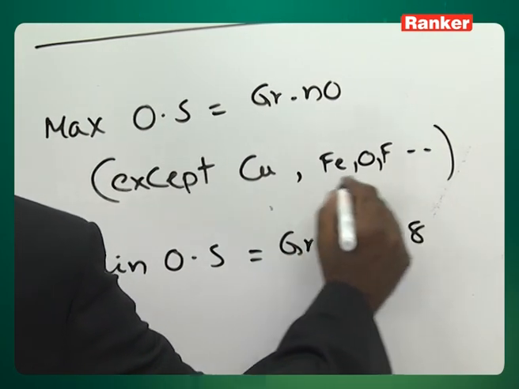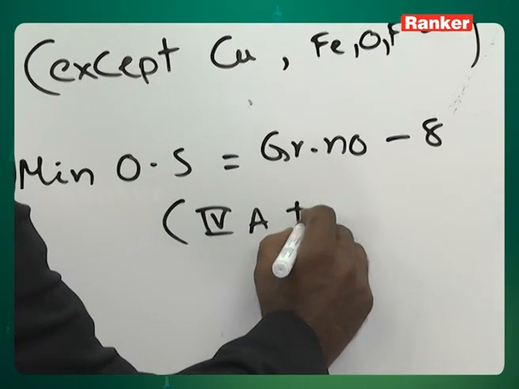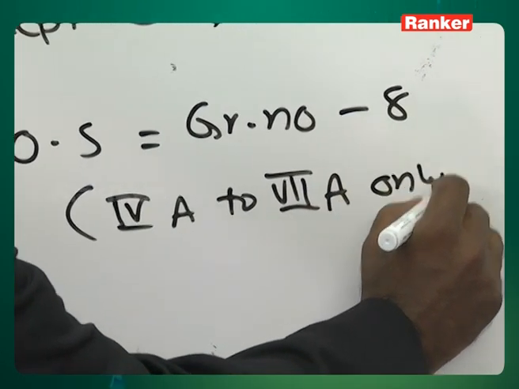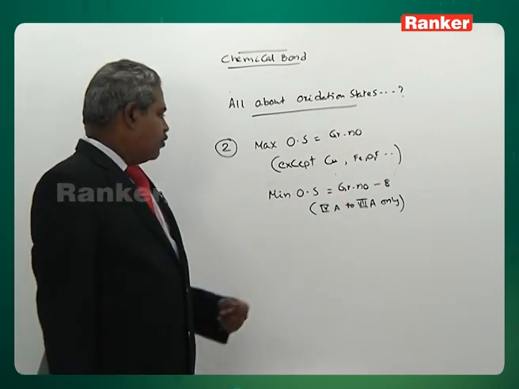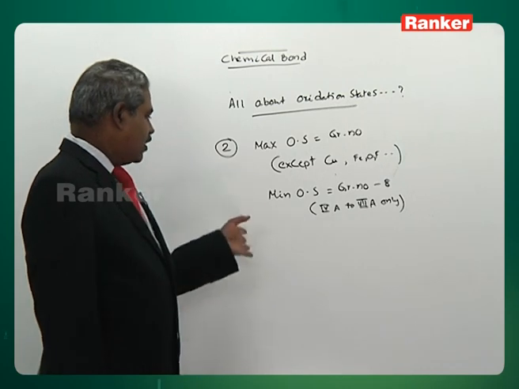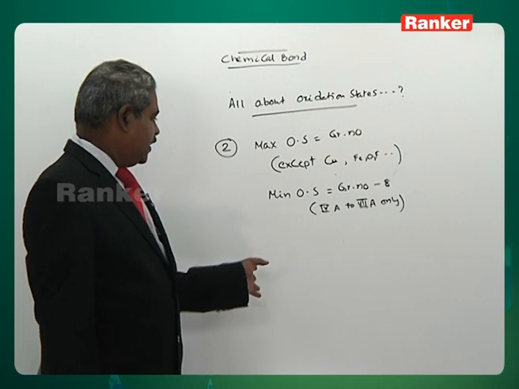Group number minus 8. This is for 4A to 7A groups only, that is from carbon to fluorine groups: 4th group, 5th group, 6th group, 7th group. What about all other groups? You have first group, second group, D block, 10 groups in D block.